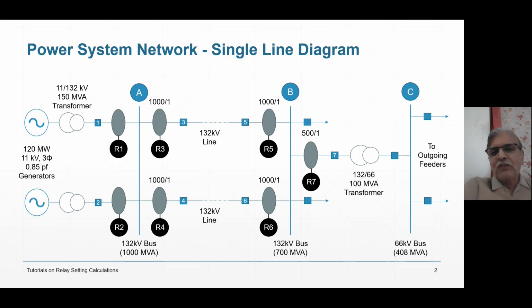Whereas for R5 and R6, in one case it is left to right, in another case it is right to left. Therefore, R5 and R6 are directional. The operative direction is away from bus B, right? Operative direction away from bus B. R1, R2, R3, R4, R7 are non-directional.